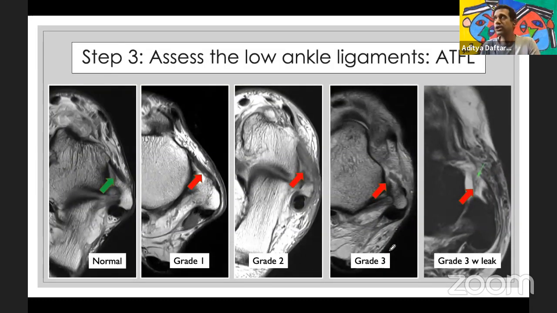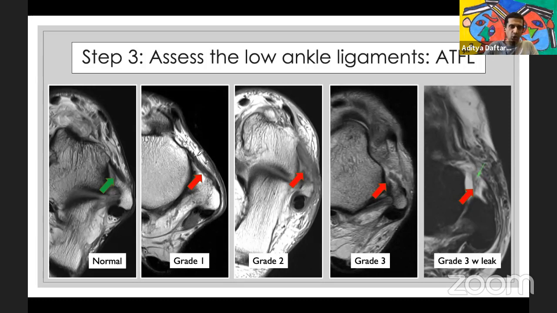Once you've looked at the bone marrow edema and determined whether or not there's a high ankle sprain, it's important to look for the low ankle ligaments. And here's an example of what the normal anterior talofibular ligament looks like. This is probably the most commonly injured ligament.